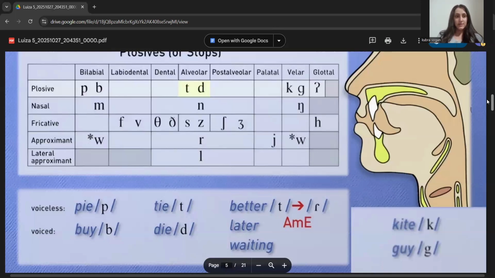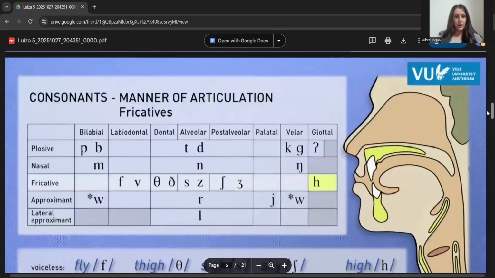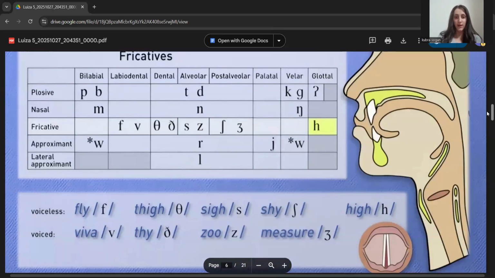And the fricatives, let's continue with fricatives. In voiceless f as in fly, and voiced v as in vivid, we place the upper teeth on the lower lip, therefore they are labiodental fricatives. Voiceless th as in thick and voiced th as in thy are the dental fricatives.